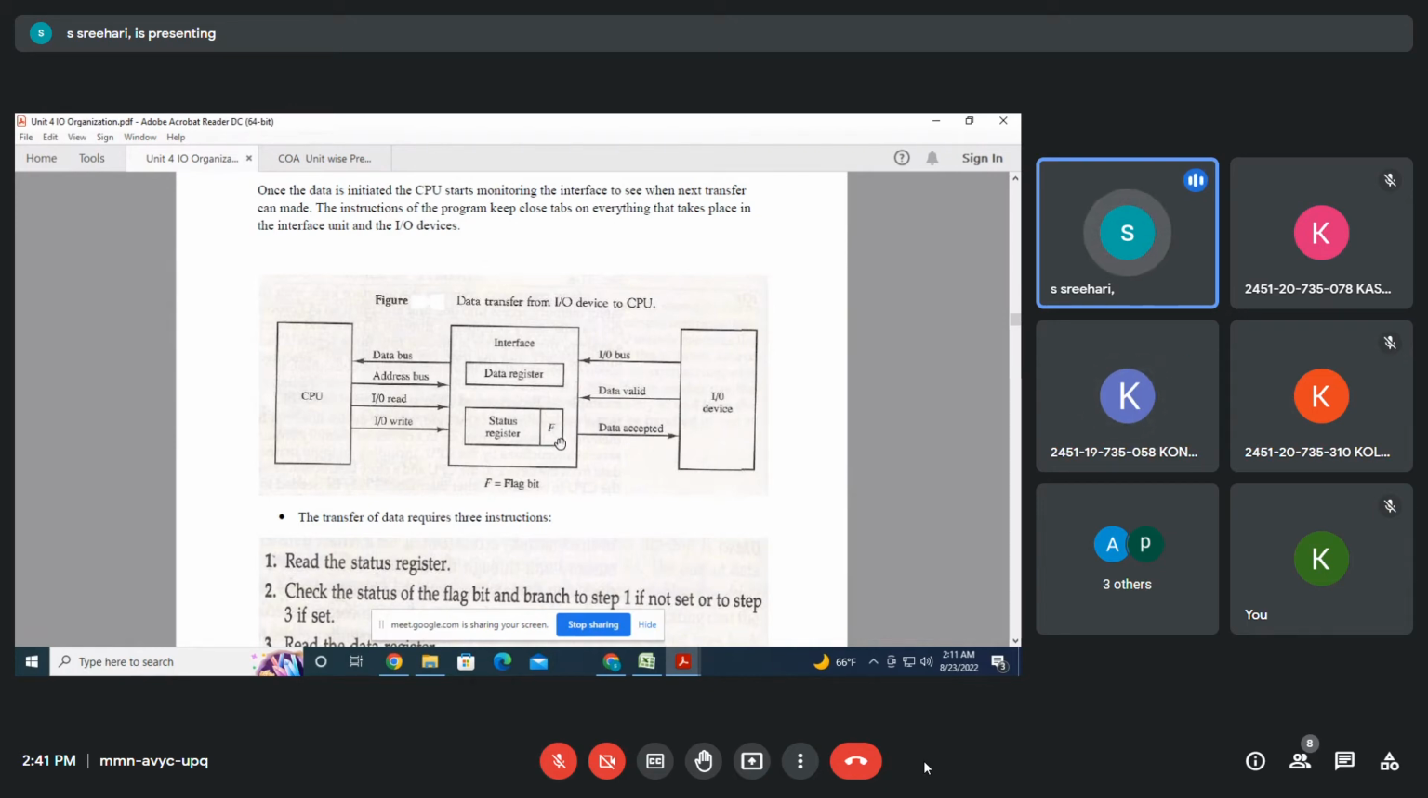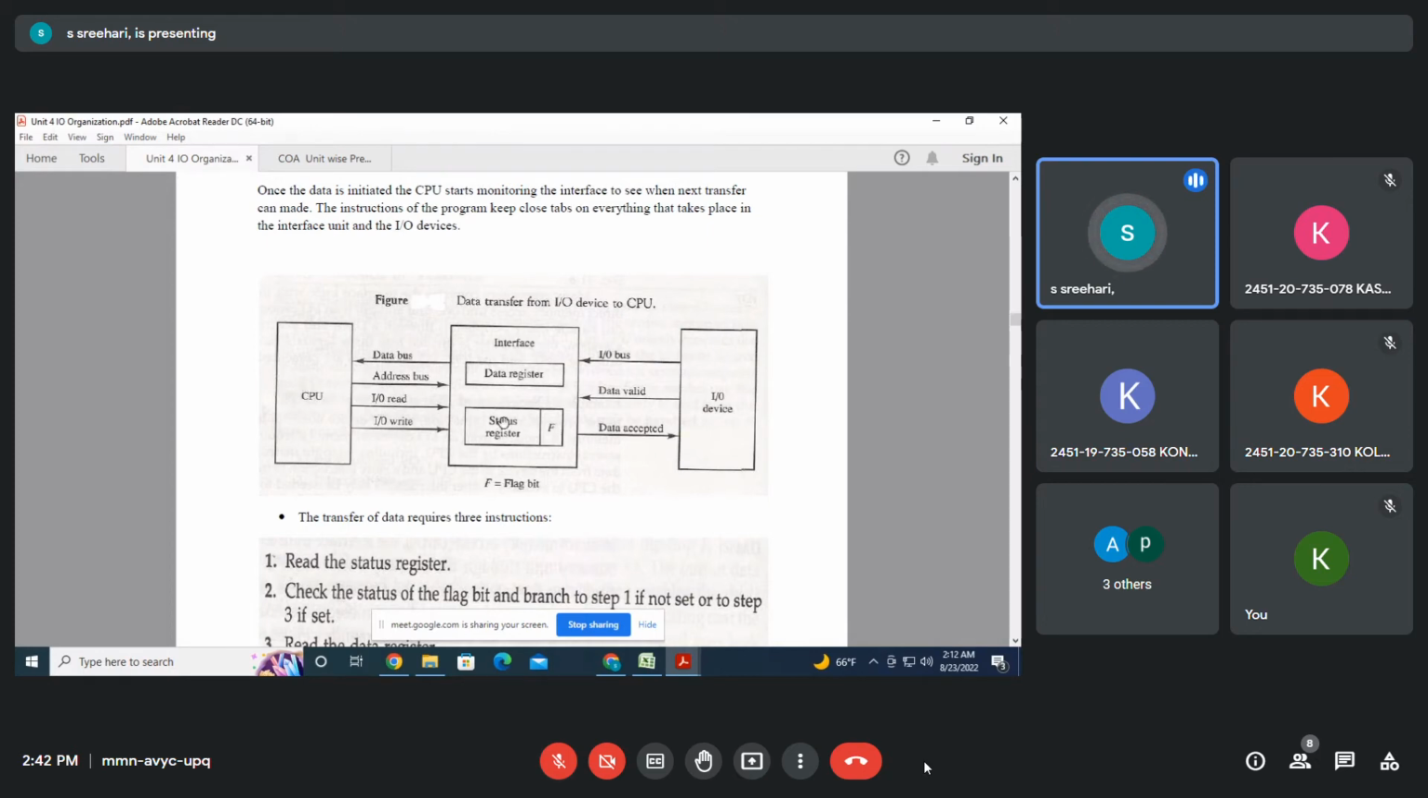The interfacing circuit and the IO devices are connected through a handshaking process. The IO bus is nothing but the data bus. The data is validated, and once it is received by the interfacing circuit, a data accepted signal is placed. The data is transferred from the IO devices to memory, through the CPU.